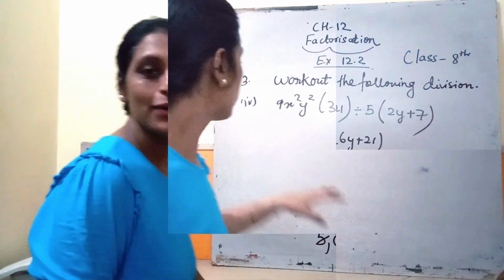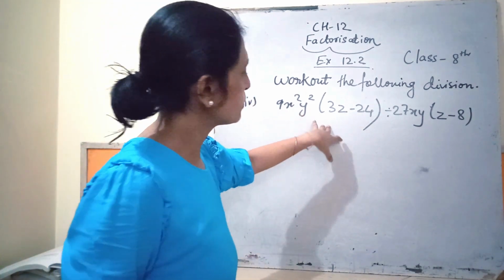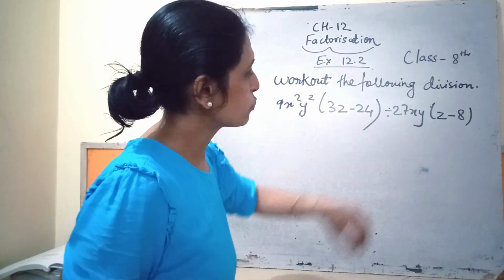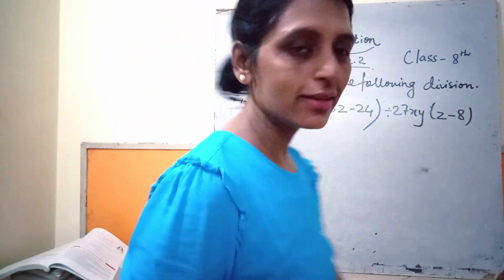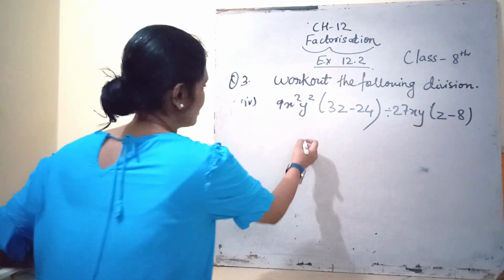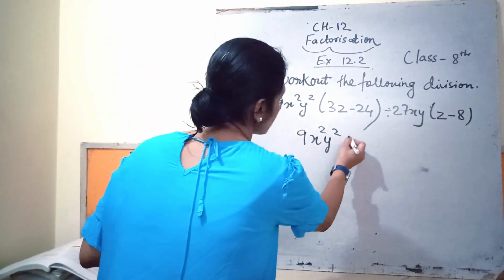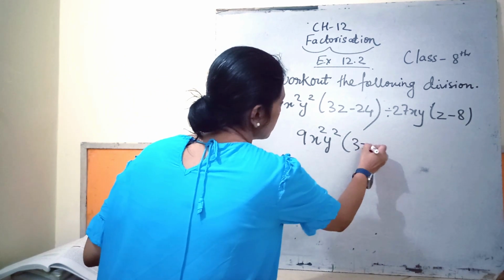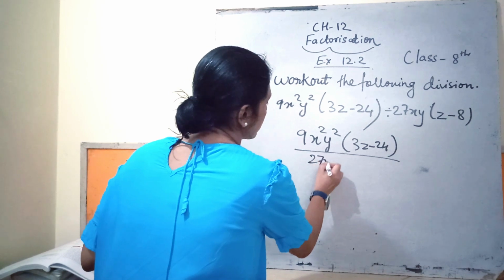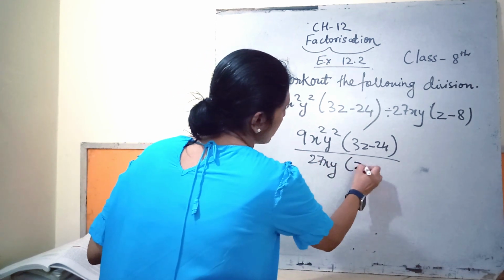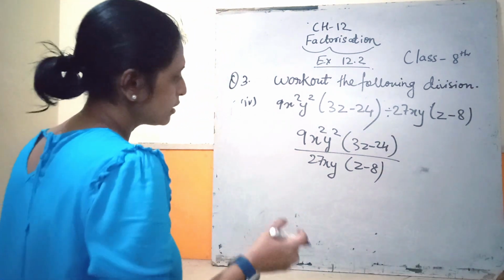In the fourth part, we have to divide 9x square y square (3z minus 24) by 27xy(z minus 8). So let's see how to do it. 9x square y square (3z minus 24) upon 27xy(z minus 8). First we'll take out the common factors, then we will cancel if it is possible.